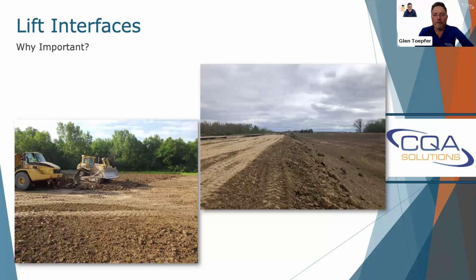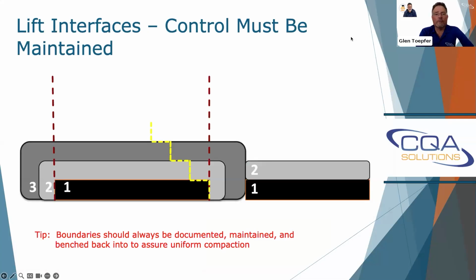Lift interfaces are important so that your material bonds together, particularly on slopes and low permeability soils, where you want them bound together. It's important to get a good bond between the lifts. And one thing that I often see as a problem is people don't monitor the boundaries of the lift control.